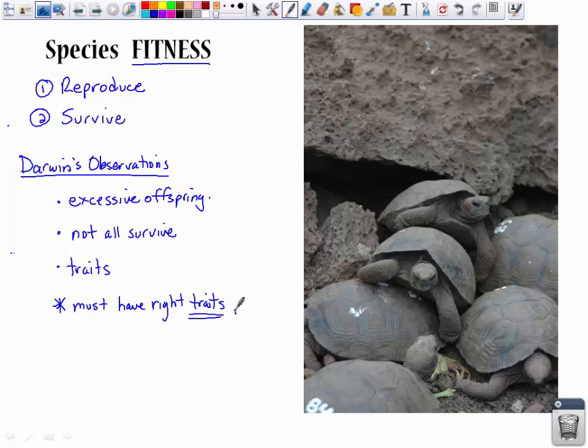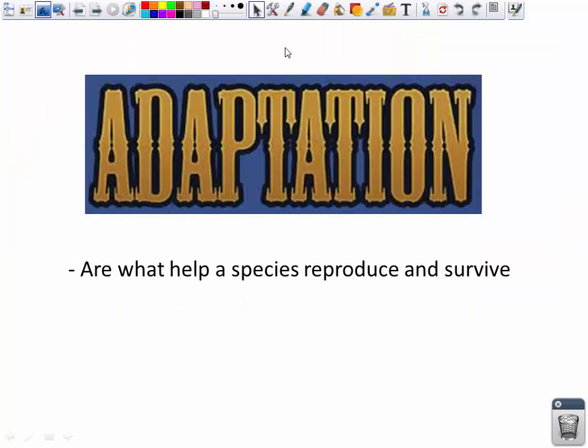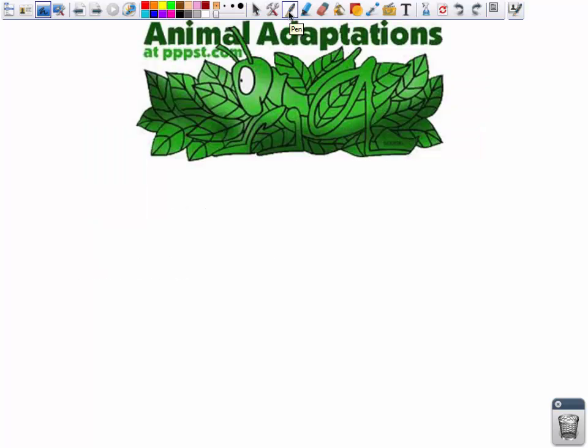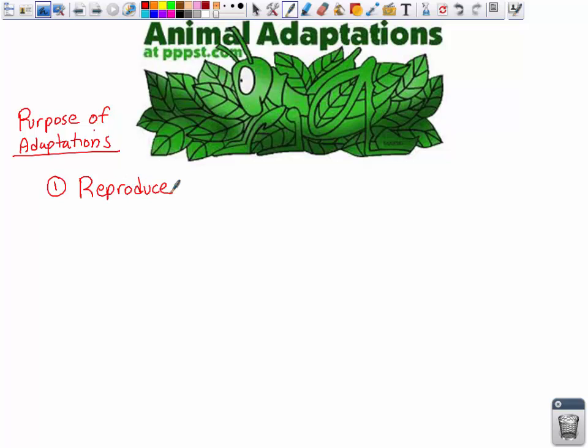Alright, and we give those traits a name. We call them adaptations. And these are what would help a species reproduce and survive. The adaptations. Okay, so there are purposes of these adaptations. There are 4 purposes. The first purpose of adaptations is to reproduce. Alright, that should make sense. The second one is to survive.